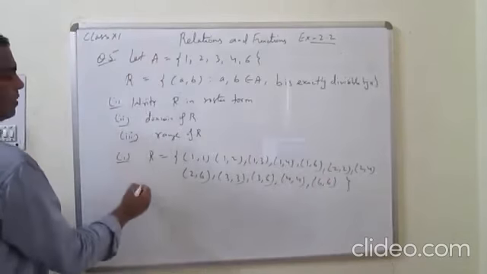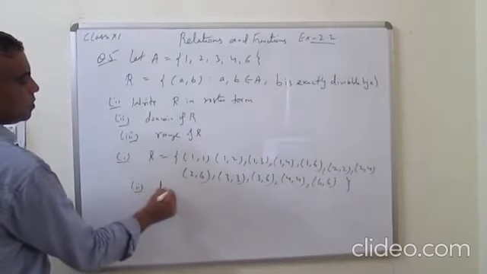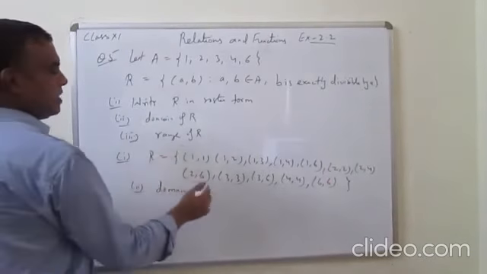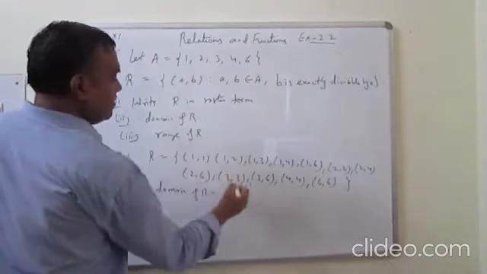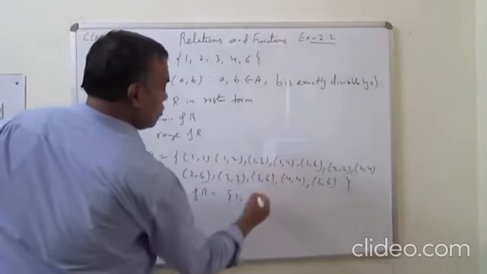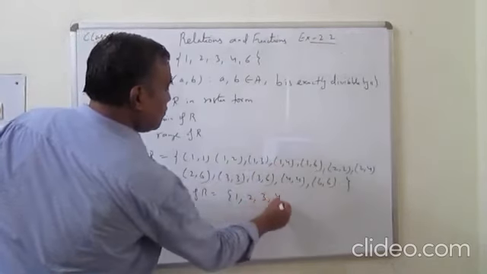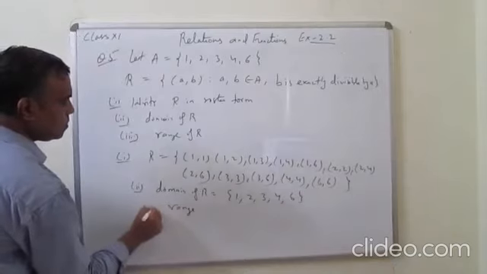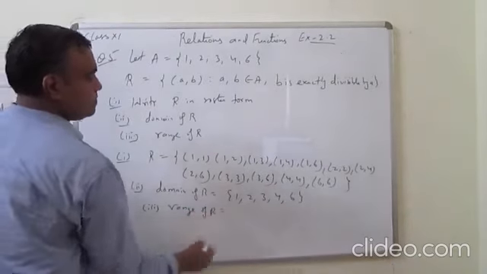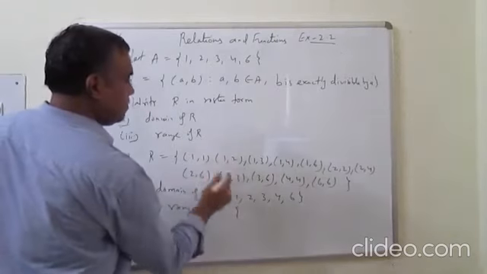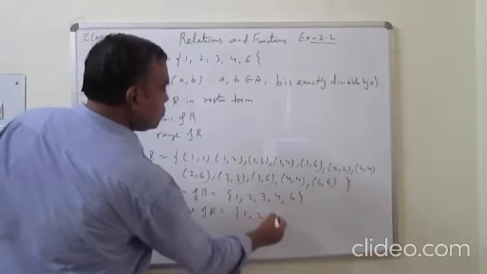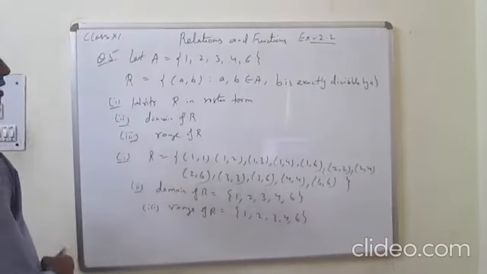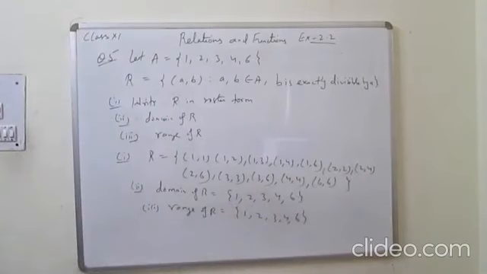Now what is the domain? Domain of R is the first element of the set. What is the first element? 1, 2, 3, 4, 6. What is the range? Range of R is the second element: 1, 2, 3, 4 and 6. It is the same. Domain and range are both 1, 2, 3, 4, 6.